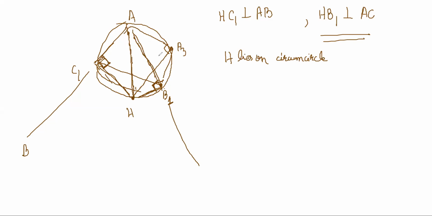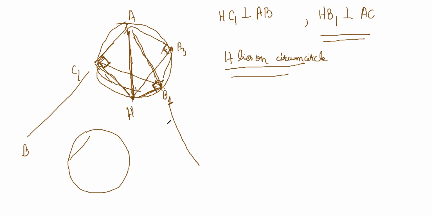By the way, this angle is also equal to this angle, since it's the same line and the same angle. So this is a point on the circumcircle. Everyone is convinced that H lies on the circumcircle. So that's why DA3 passes through H. So HA3 is a straight line now.